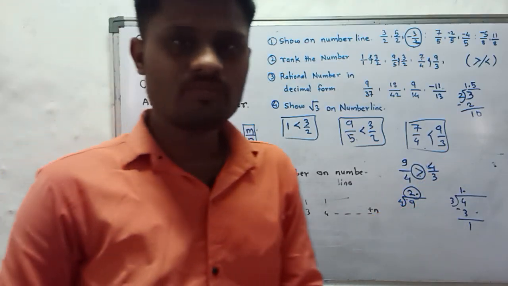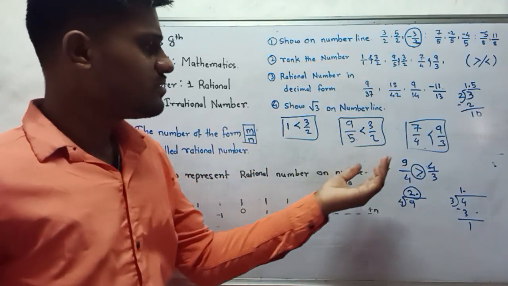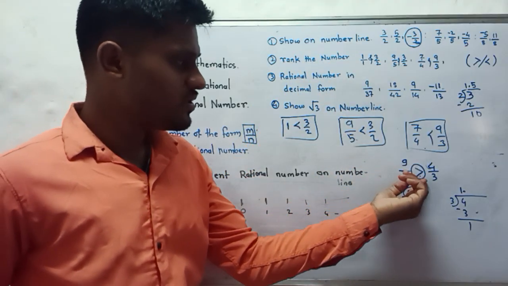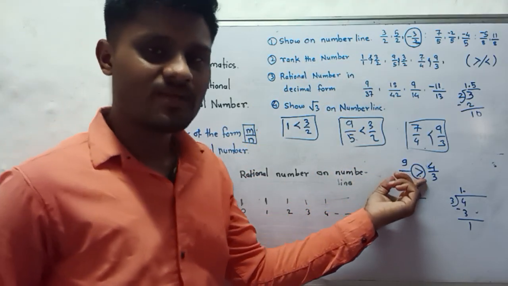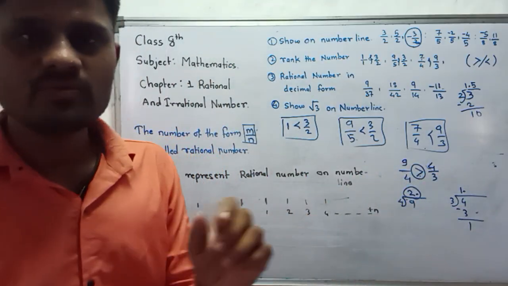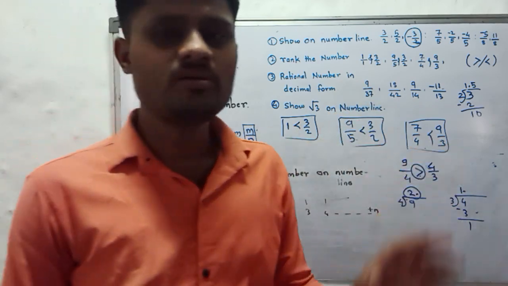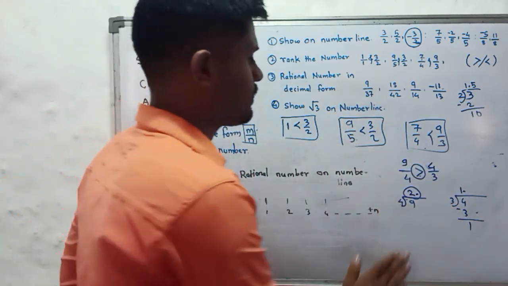You also have to represent this. If the question asks you to rank the numbers, then you give this particular sign, less than or greater than, in the middle of these terms, and you can represent or showcase that a particular number is greater or smaller in a rank.